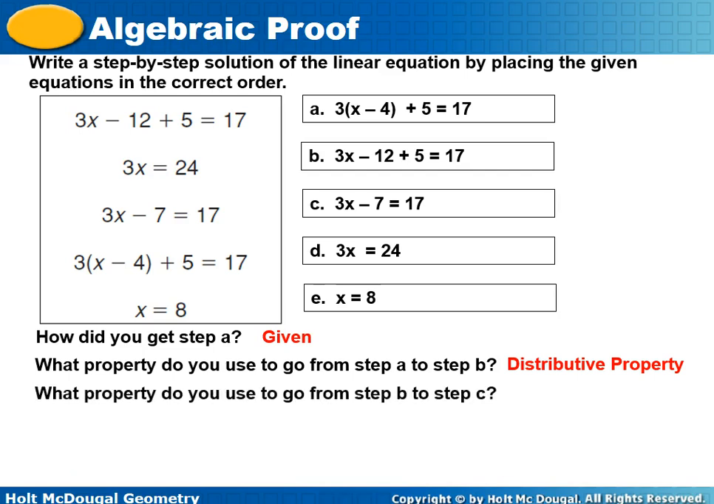With going from step B to step C, we combine like terms. Well, instead of writing out combining like terms, we're going to use the term simplify. So that's what we did there. We simplified the negative 12 plus 5.